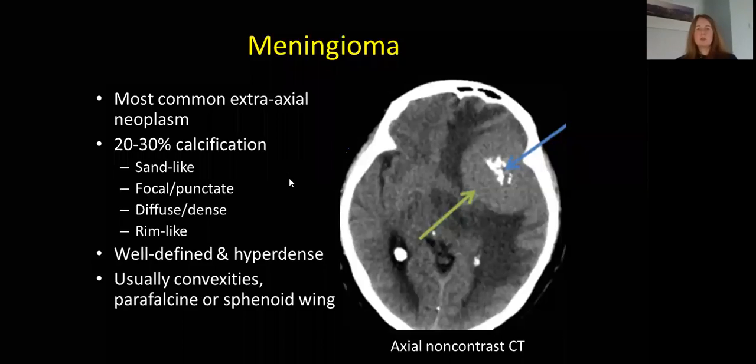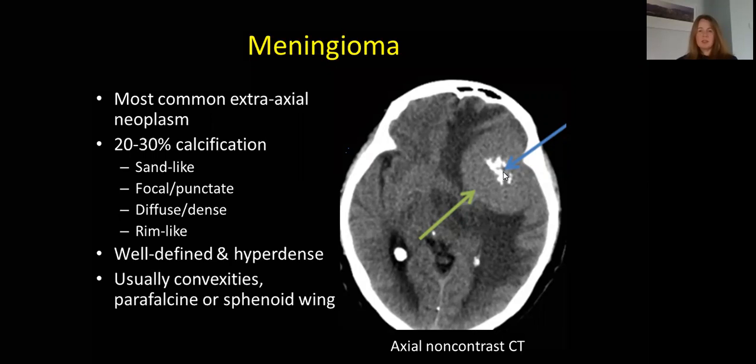So let's go with meningioma. This is a non-contrast CT, and it's the most common extraaxial neoplasm. Quite a high proportion of these are calcified, up to about a third. But the calcification can look like anything. In this case, it's focal and fairly punctate, quite dense, but it doesn't have to be. It can be much more rim-like, it can be much less obvious, to be honest.